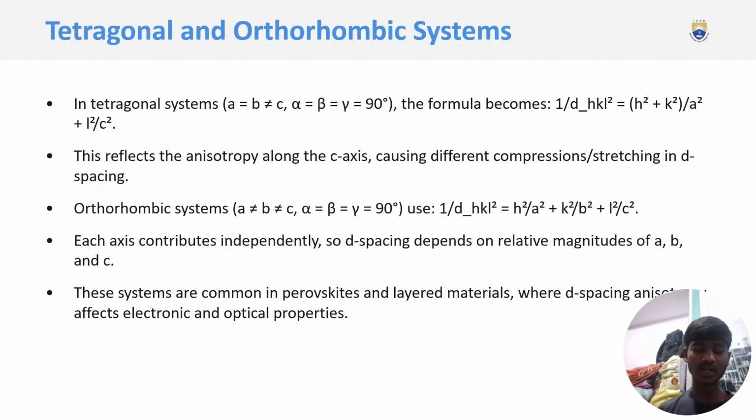Orthorhombic systems, a not equal to b not equal to c, with alpha equal to beta equal to gamma equal to 90 degrees, use 1 by d_HKL square equal to h square by a square plus k square by b square plus l square by c square. Each axis contributes independently, so d-spacing depends on relative magnitudes of a, b, and c. These systems are common in perovskites and layered materials, and d-spacing affects electronic and optical properties.